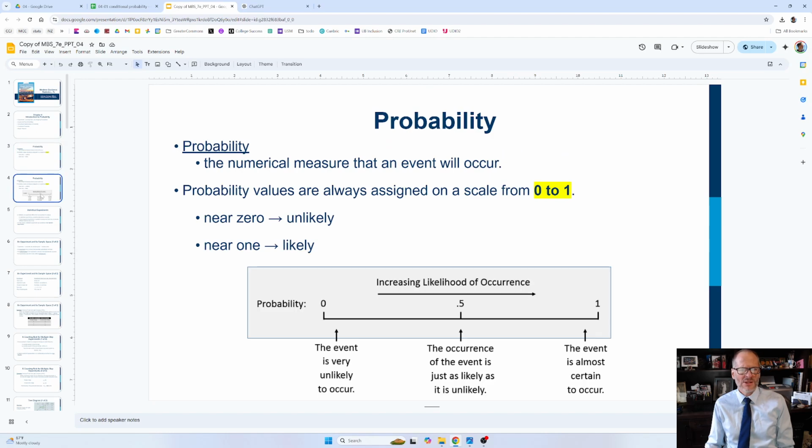And I do like this picture here in the book that they have, but probability goes from 0 to 1. The event's unlikely to occur if you're down on this end of the continuum, and the event will almost certainly occur if you're on this end of the continuum. And the occurrence of the event is just as likely as unlikely. So with a fair coin, that's going to be 50% heads, 50% tails, right? The probability that I'll get heads if I flip a fair coin will be 50%. Half the time, heads should come up.